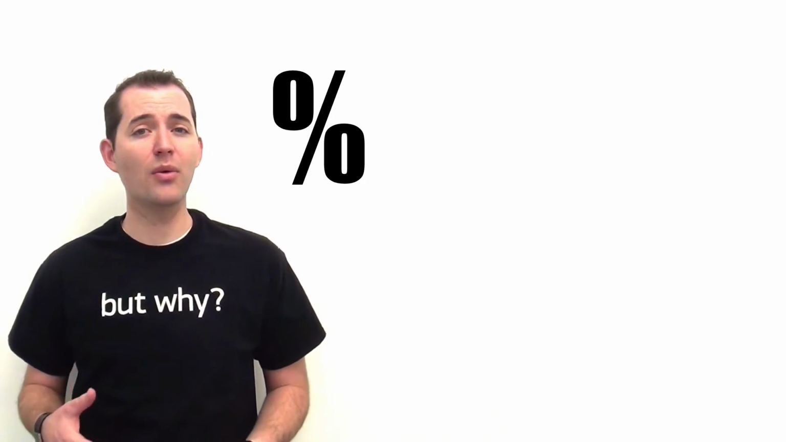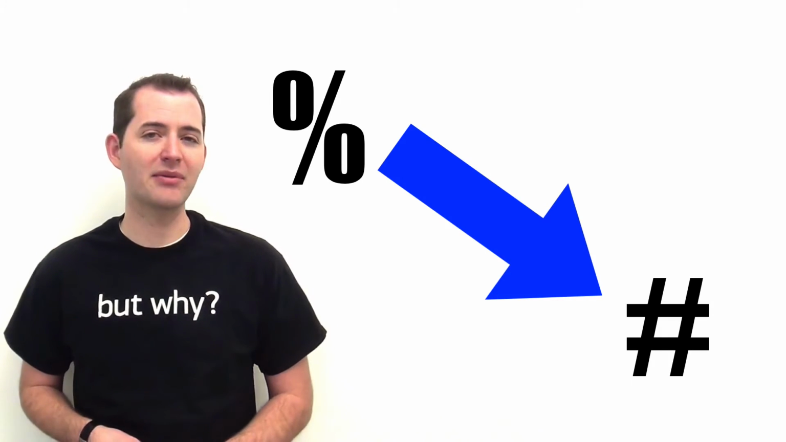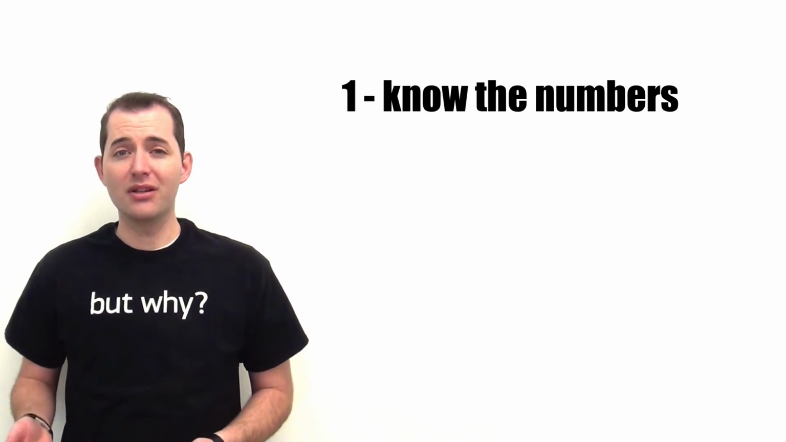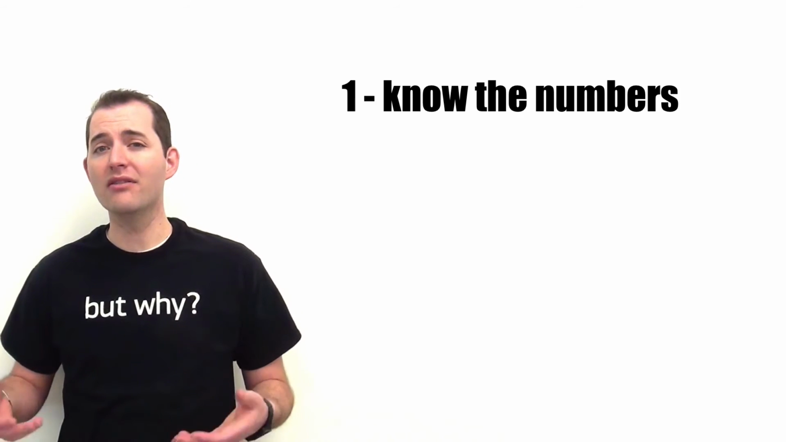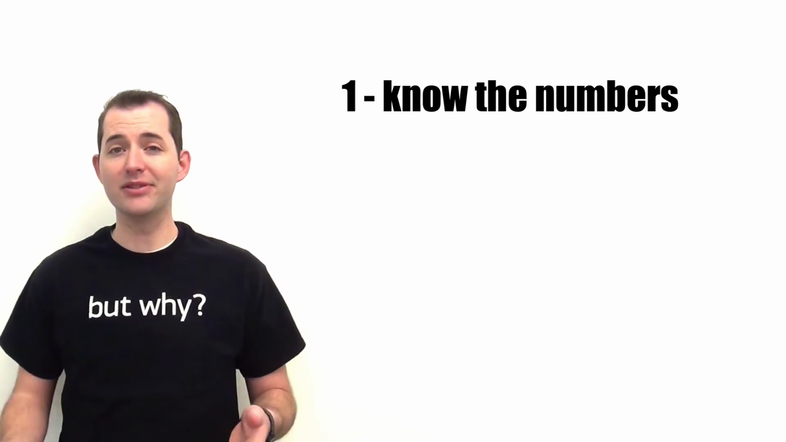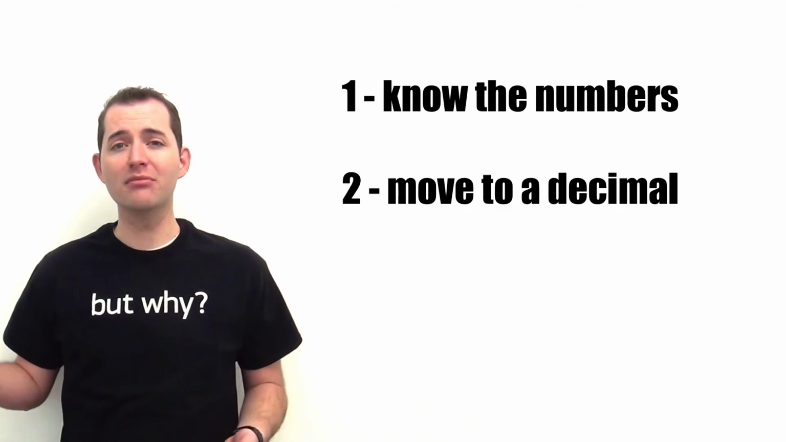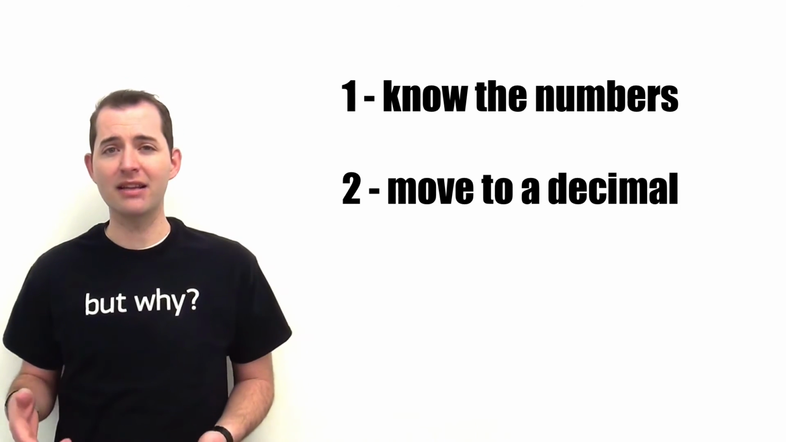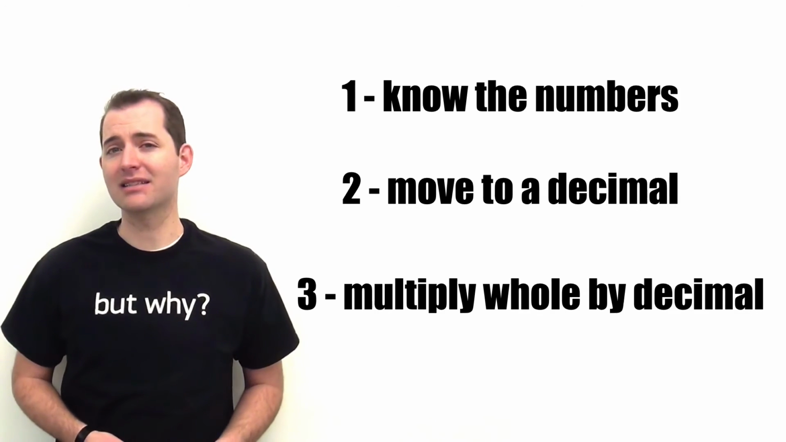In some situations, we will be given a percentage and need to know what number that percentage represents of our whole. Let's look at the steps for calculating this type of percentage problem. Our first step is to know the numbers. What is the percentage and what is the whole? Or what are the total number of items that we're concerned about? Step 2 is to move to a decimal. We are given a percentage and we need to change that into a decimal. Our third and final step in this type of percentage problem is to multiply the whole by the decimal.